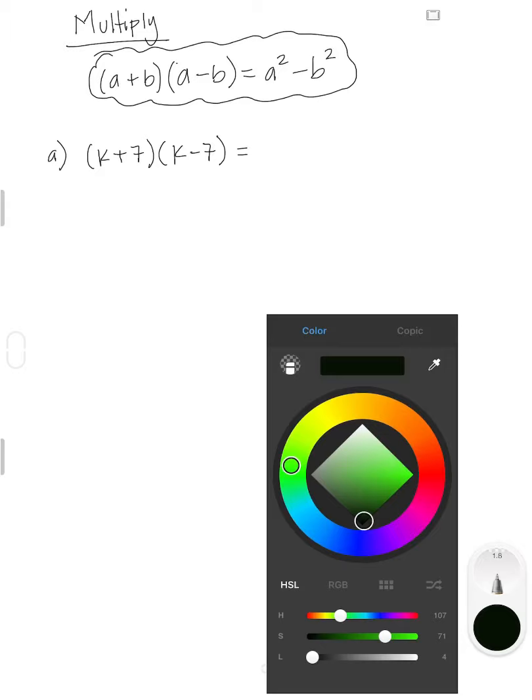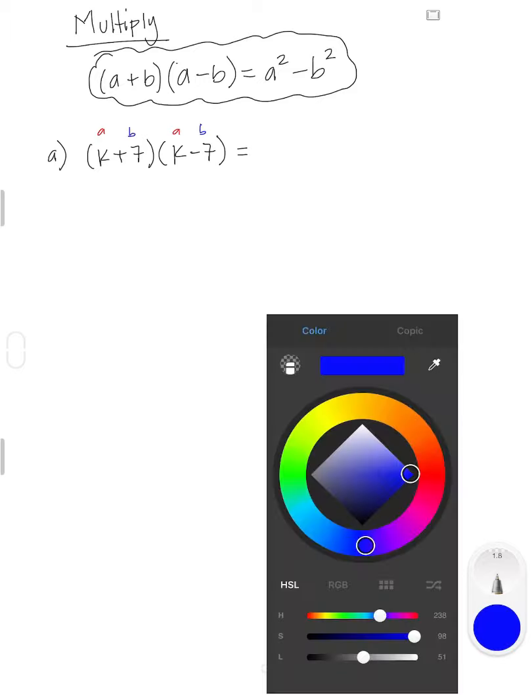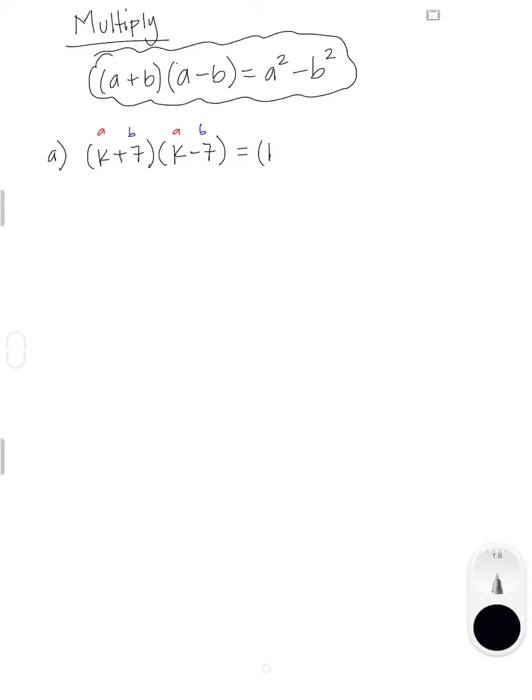Now we know that if we use the rule, this is like your a value, and this will be like your b value, right? So it will become k squared minus 7 squared, which is k squared minus 49.